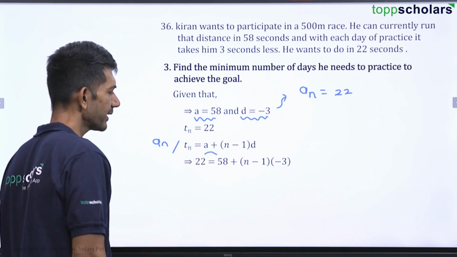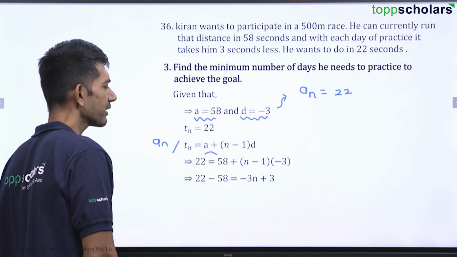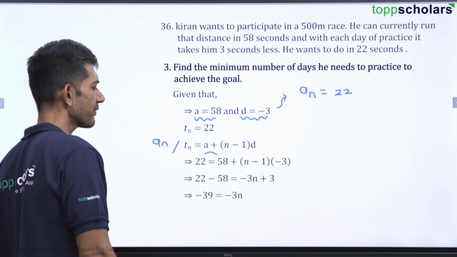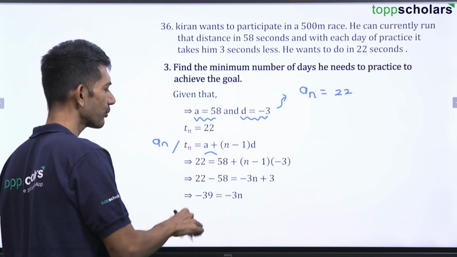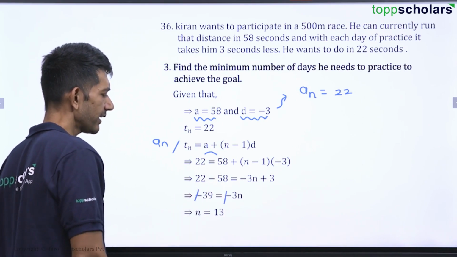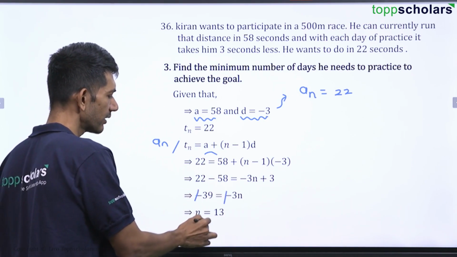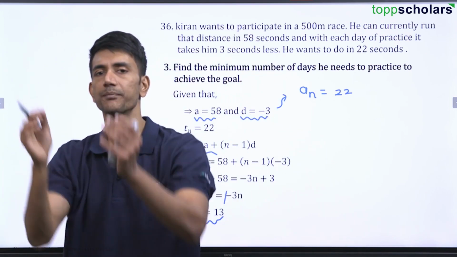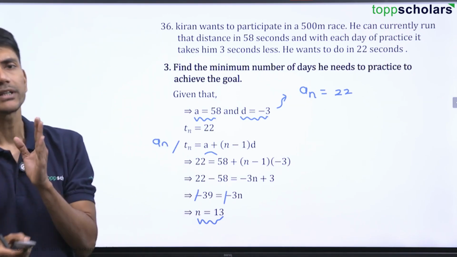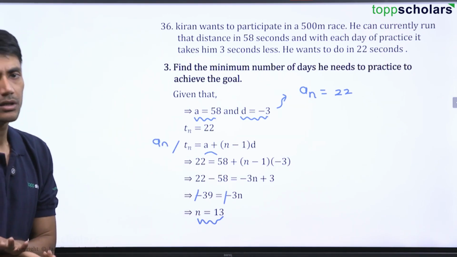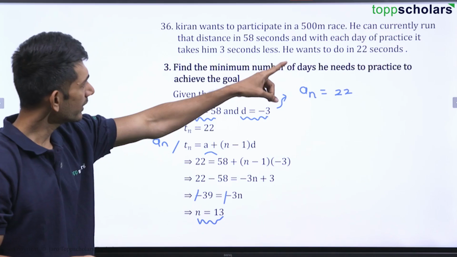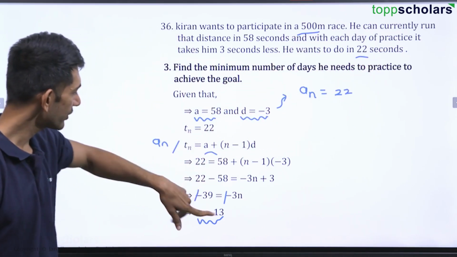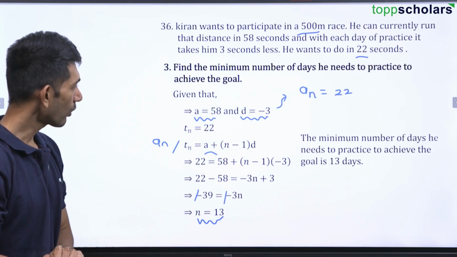This goes on the other side. 22 minus 58 is equal to minus 3n plus 3. 22 minus 58 is minus 36. Minus 39 is equal to minus 3n. N is equal to 39 by 3, that is 13. That means if he practices continuously for 13 days, minimum 13 days he'll take to achieve the goal. That is covering the distance of 500 meters in 22 seconds. That will take him 13 days. Easy. What was the follow-up question?